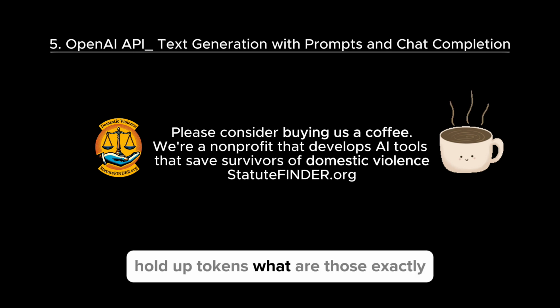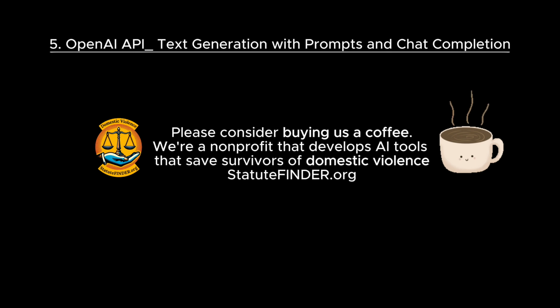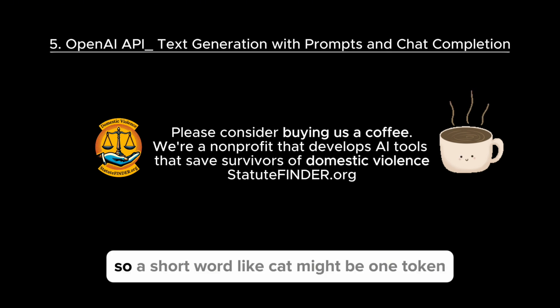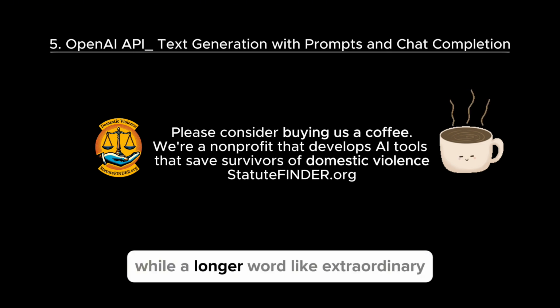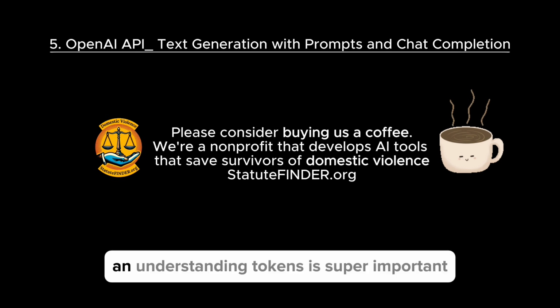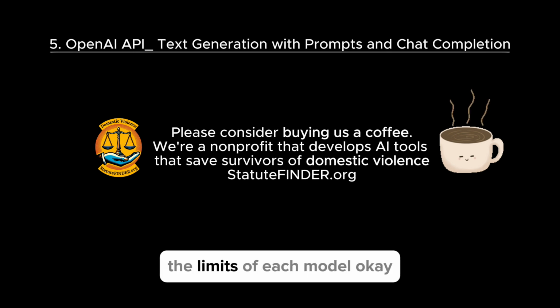Hold up, tokens? What are those exactly? I'm not familiar with that term. So imagine tokens are like the currency in the AI world. They're essentially pieces of words that the model uses to process and generate text. So a short word like cat might be 1 token, while a longer word like extraordinary could be 3 or 4 tokens. And understanding tokens is super important because they determine how much your AI interactions are going to cost. And they also help you stay within the limits of each model.